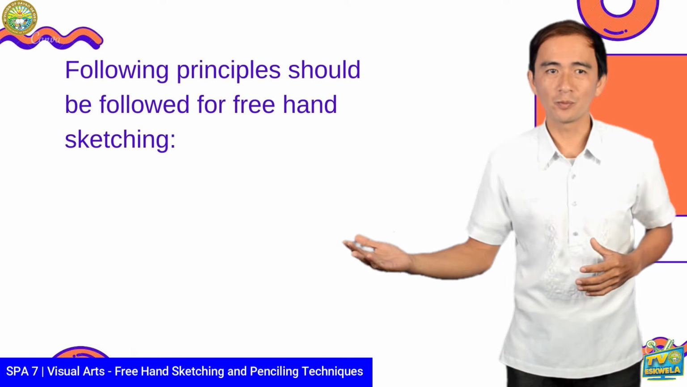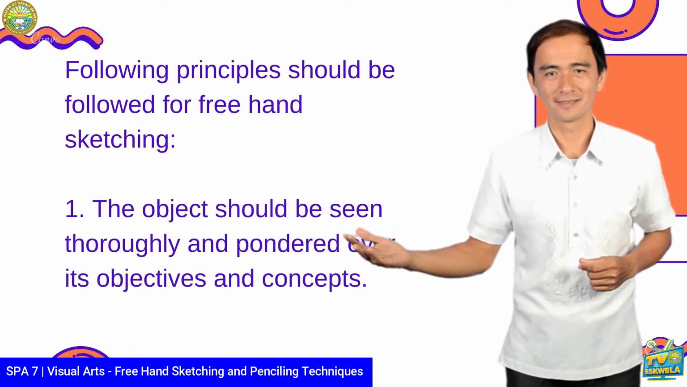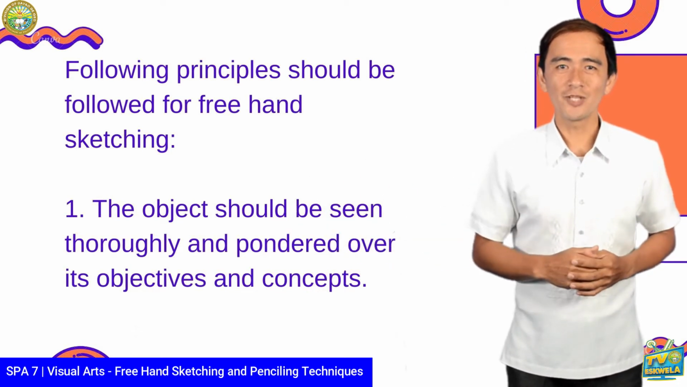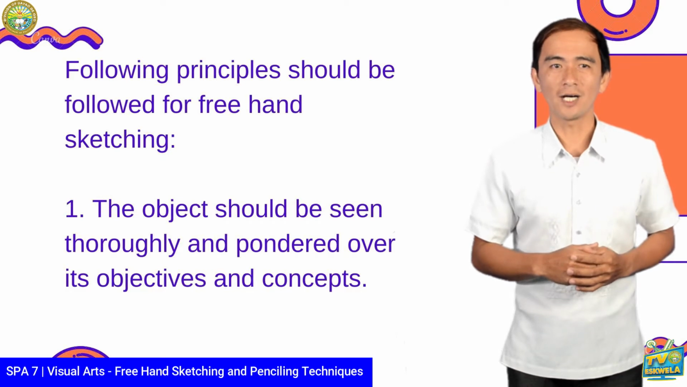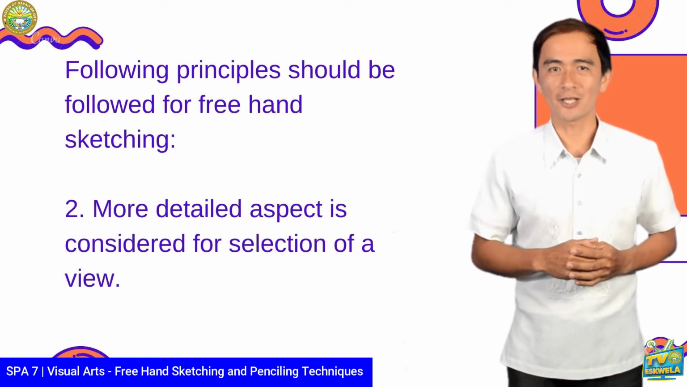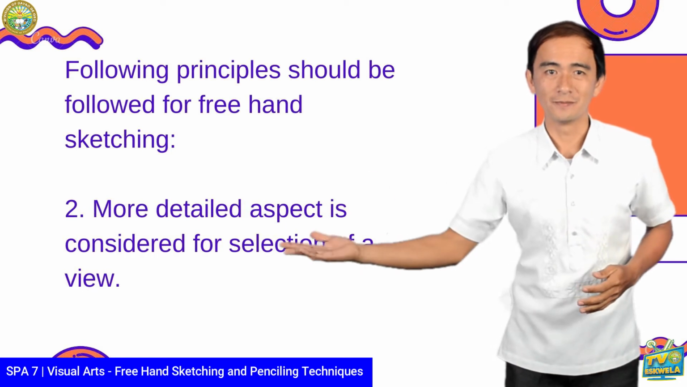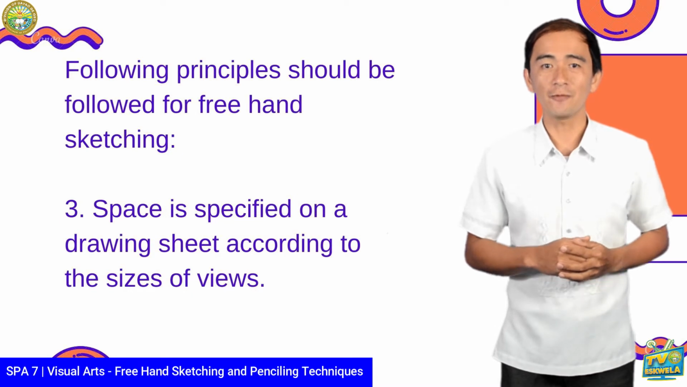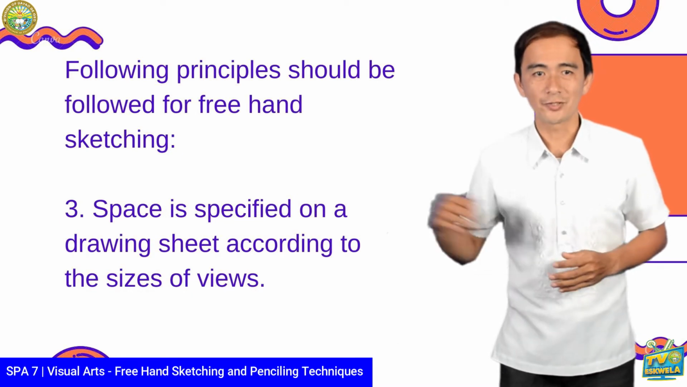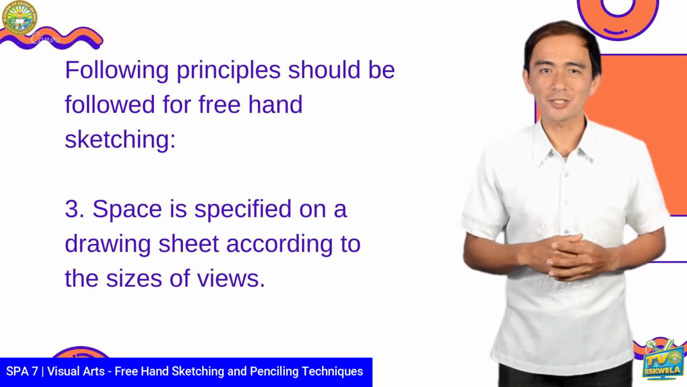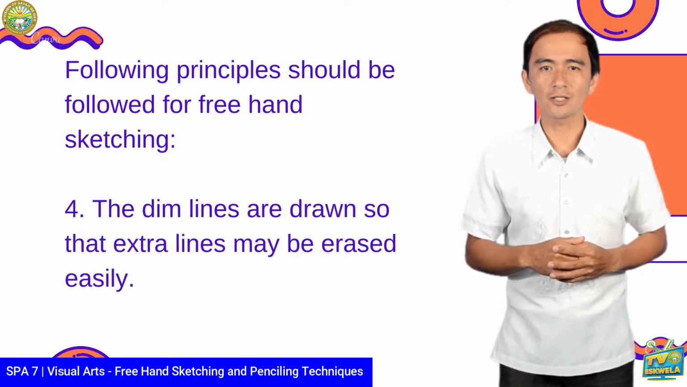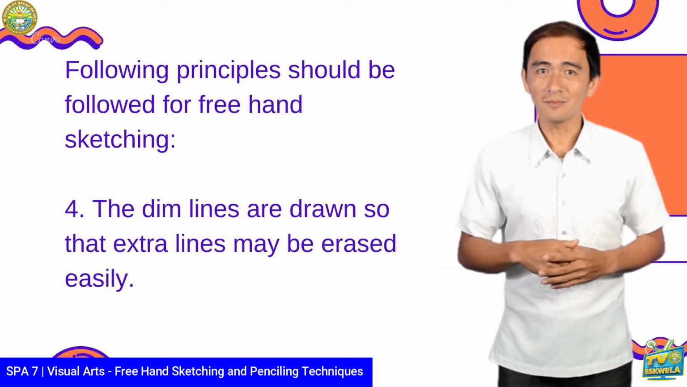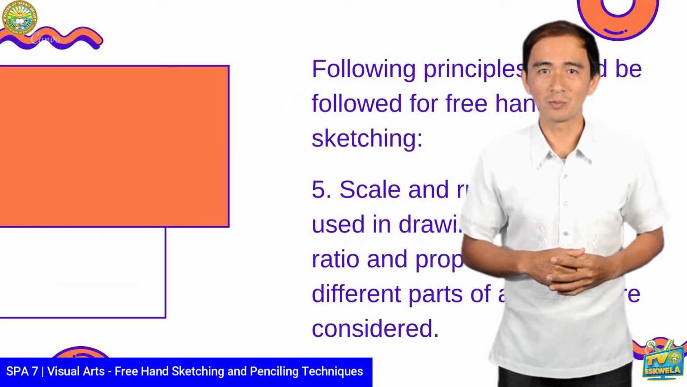The following principles should be followed for freehand sketching. Number 1. The object should be seen thoroughly and pondered over its objectives and concepts. Number 2. More detailed aspect is considered for selection of a view. Number 3. Space is specified on a drawing sheet according to the sizes of views. Number 4. The dim lines are drawn so that extra lines may be erased easily.